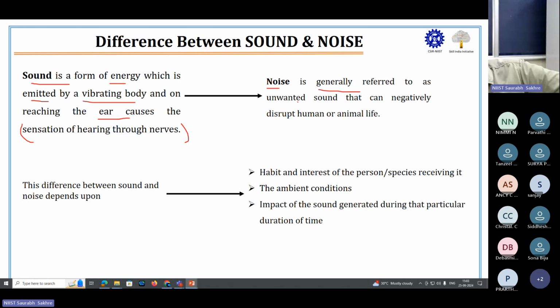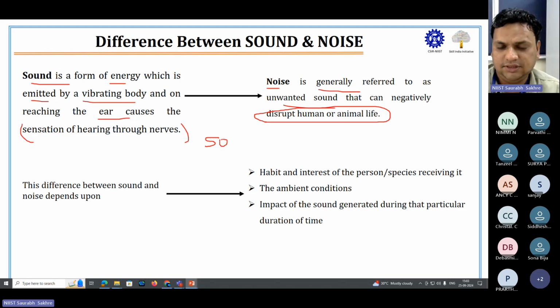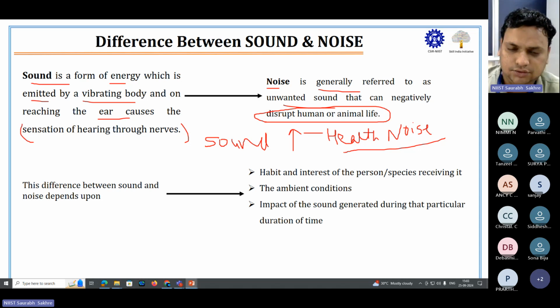So noise is generally referred to as unwanted sound that can negatively disrupt human or animal life. What I would like to convey is that as far as it is sound, it is okay. But when that sound level is so high that it is causing any health impact to you, then it will become noise. Sound at such levels, when it is causing health issues to you, will become noise.